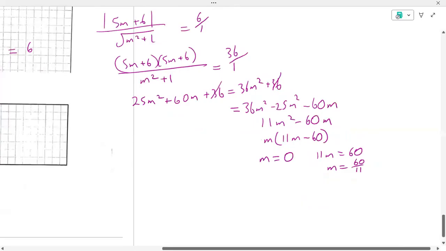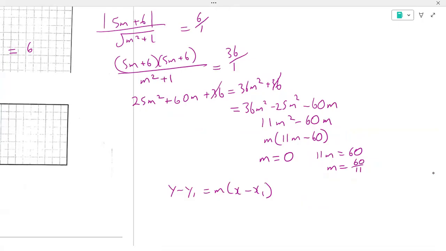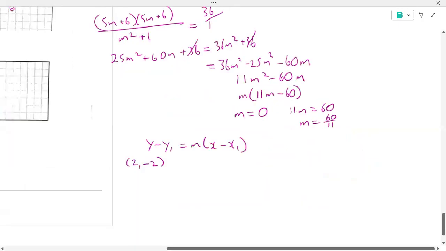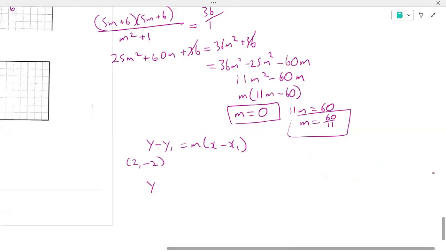So we're looking for the two possible equations. So remember, we have y minus y1 equals m bracket x minus x1. We had the point 2, minus 2 is in both. And then, of course, one of them, m is 0, and the other is 60 over 11. So y minus y1 is equal to m x minus x1. So this one is just going to be horizontal line minus 2.